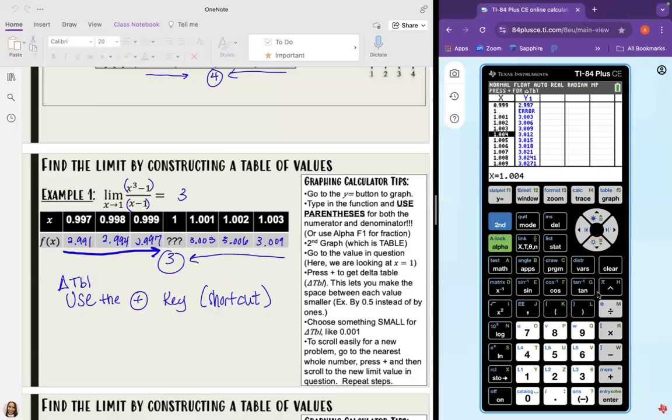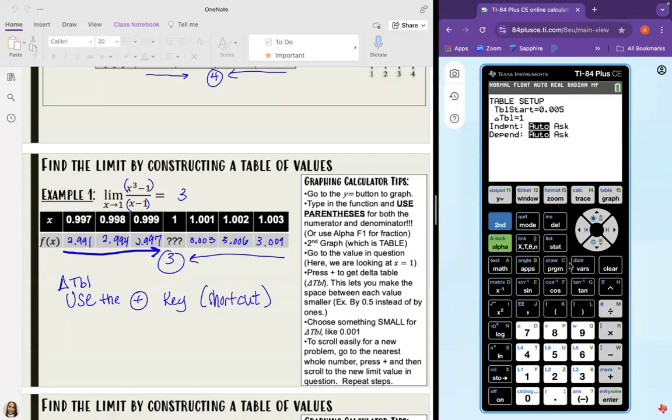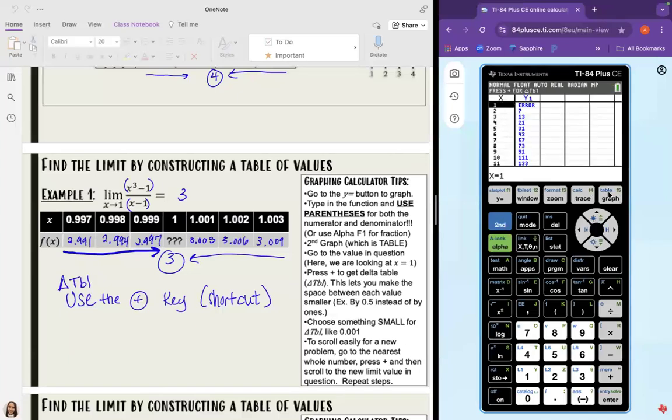If I'm on some random number and I want delta table to be 1, and I'm on some random number, it's going to keep those decimals, right? Let's say your table's all messed up. Here's what you do. Do you see this table set above the window key? You're going to hit second table set, and you want table start. I just want to start on x equals 1, and then my delta table, I want to be 1, right? Down there, I'm good. And then I can go back to my table and it's good. Okay? So those are some tricks of the trade.